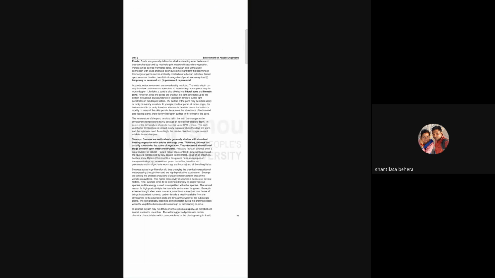Next are the ponds. Ponds are another type of freshwater body, inland bodies. Ponds are generally defined as shallow standing water bodies, and they are characterized by relatively quiet water with abundant vegetation. They are stagnant water, a constant water body.